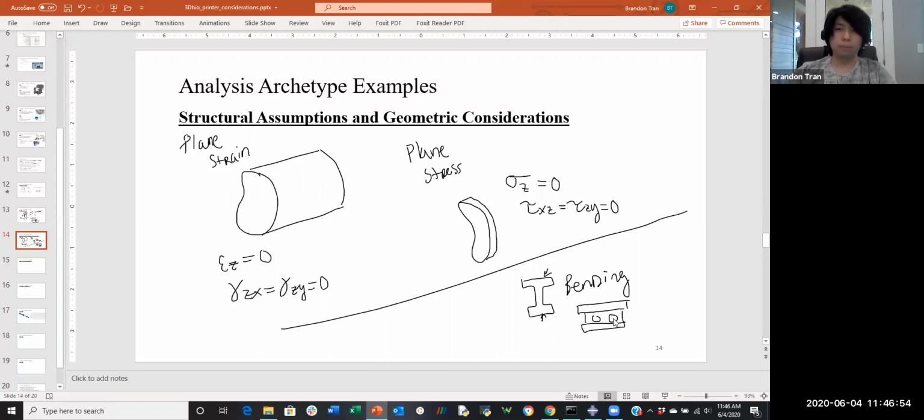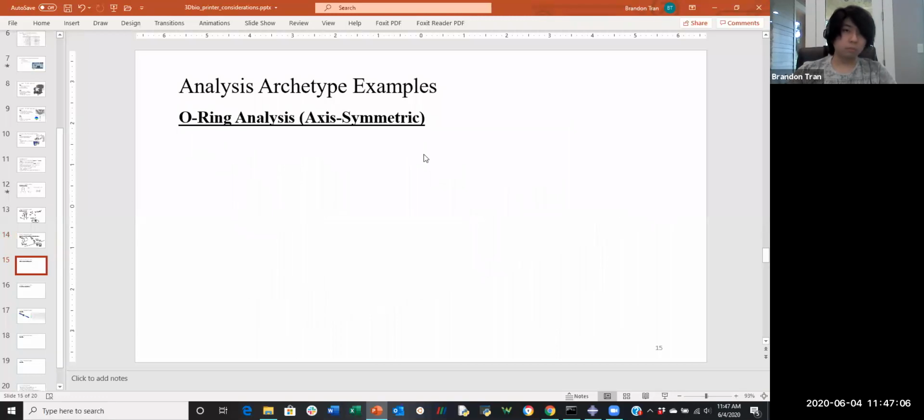Why would you choose an I-beam? Why would you choose a C-beam? Why would you choose this or that for your parts? And this goes in tow with how you calculate these problems. So keep that in mind when you do your designs.